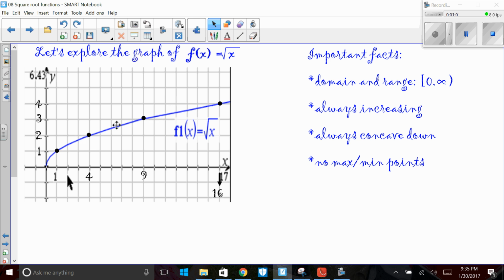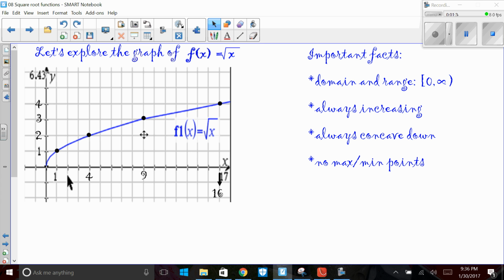Some important facts that you can notice about this graph is that its domain starts at x equal to 0 and it increases to infinity. It goes on forever because you could keep taking square roots of all the numbers forever. And on its domain, it's increasing. The y values are always increasing. And it's always concave down. It never goes concave up, always concave down.